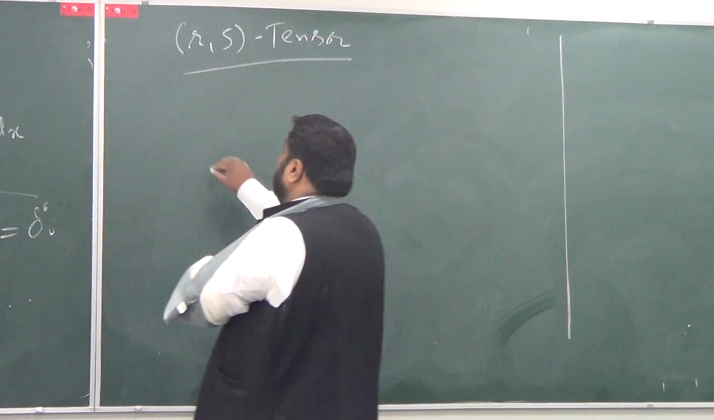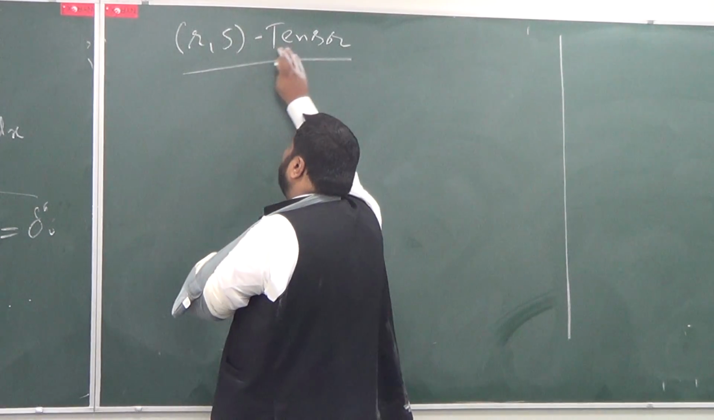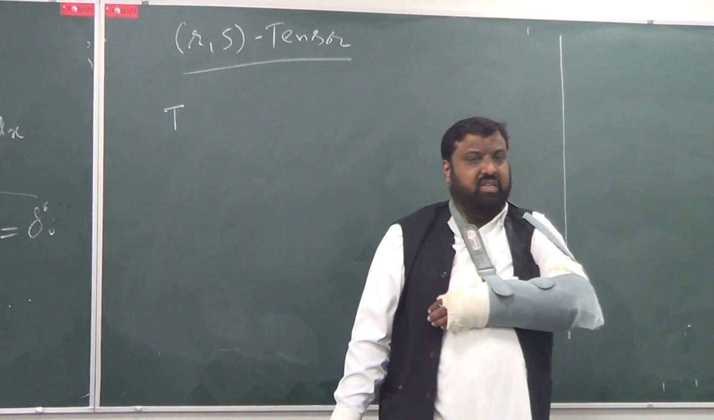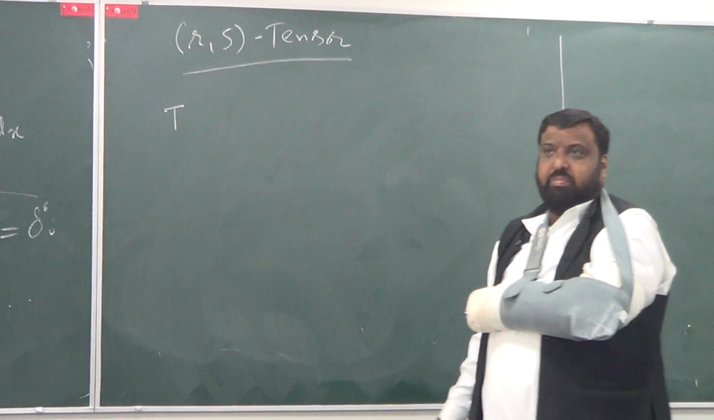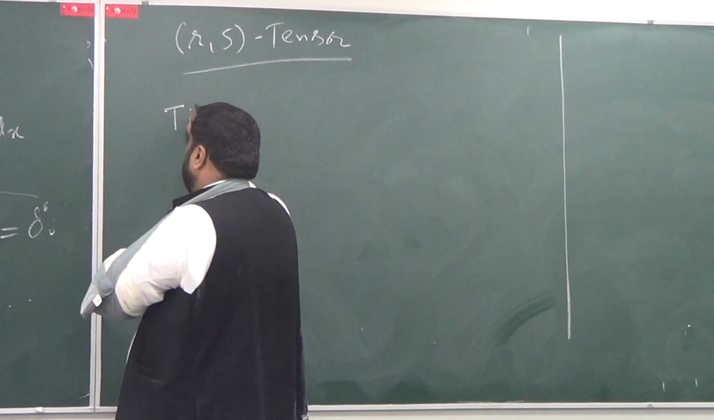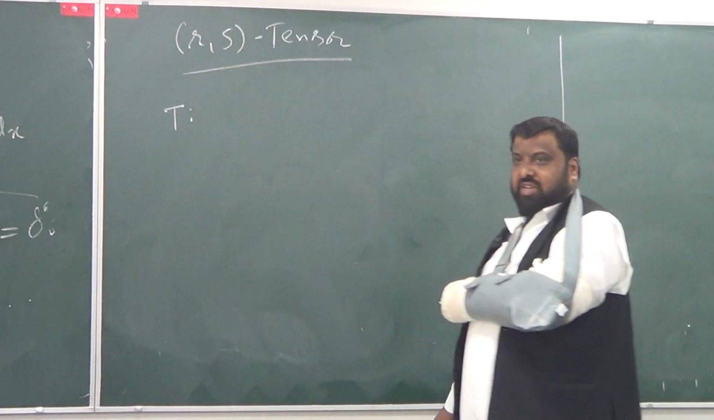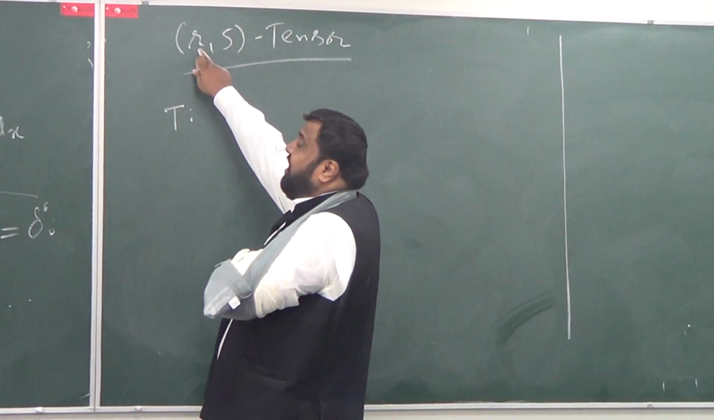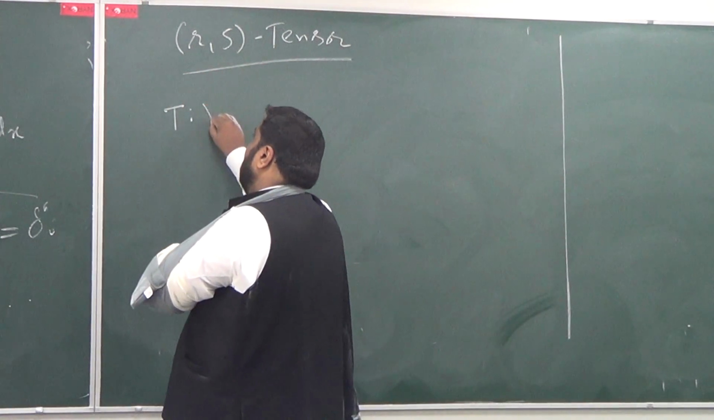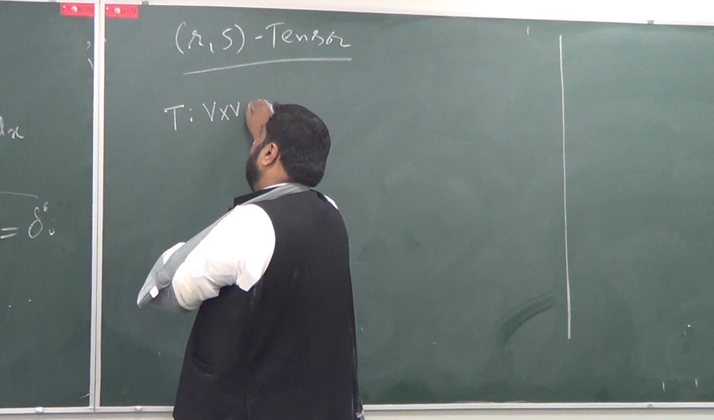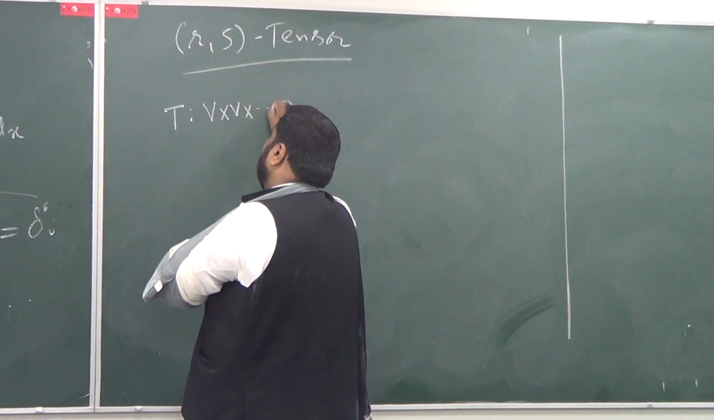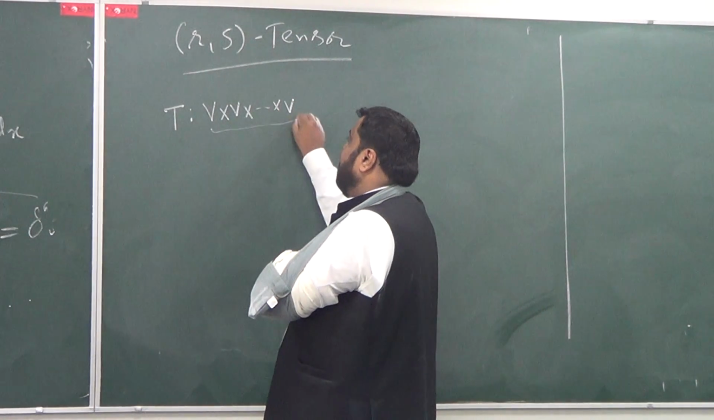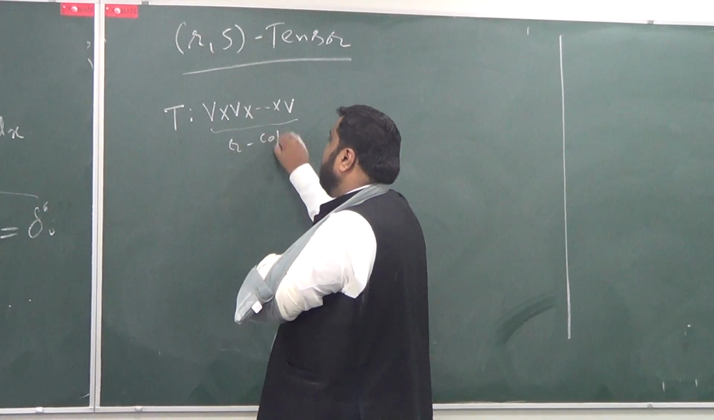By an (r,s) rank tensor, I mean a map. Tensors are maps, that's the first thing. Maps from where to where? To R, its field, from r copies of V, in other words V cross V cross V, V to the power r.